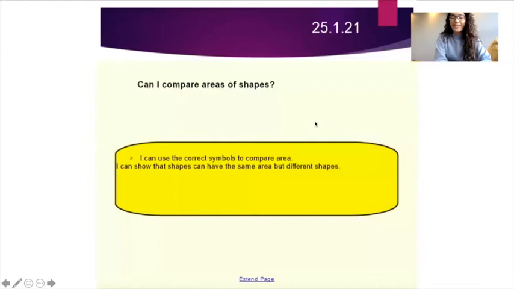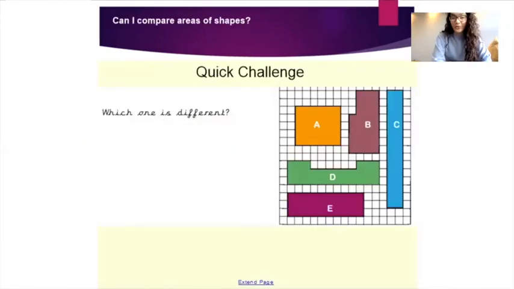The learning objective for today's lesson is, can I compare areas of shapes? So by the end of the lesson, you will know how to use the correct symbols to compare area, and you will be able to show that shapes can have the same area but different shapes. Here is a quick challenge for you.